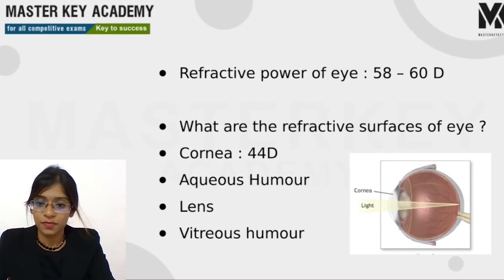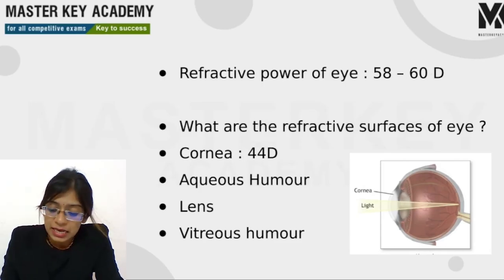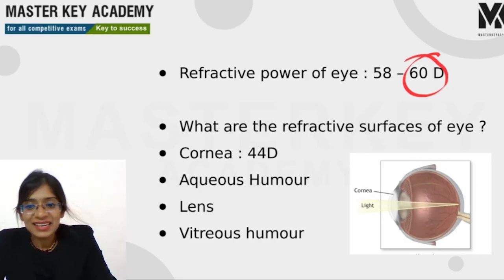So what is the total refractive power of the eye, guys? It's a PYQ. It's about 60 diopters. Now which surfaces are those that help in refraction?